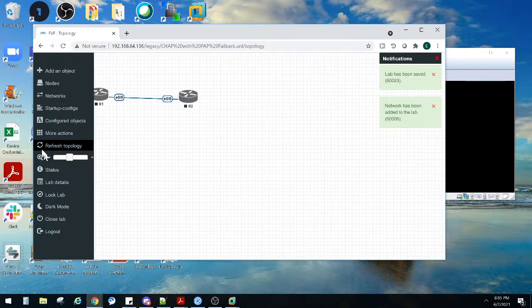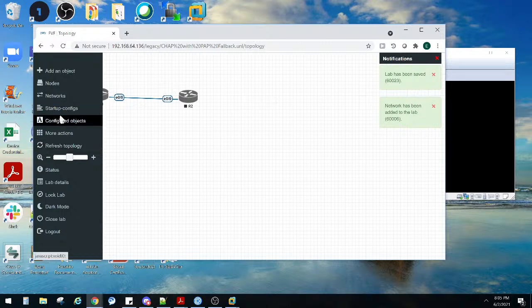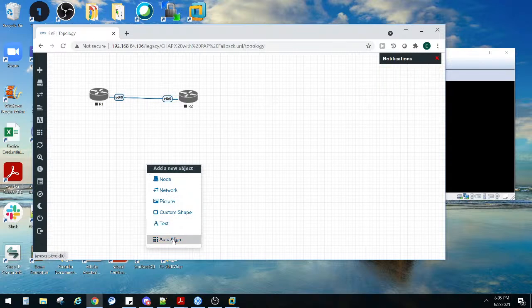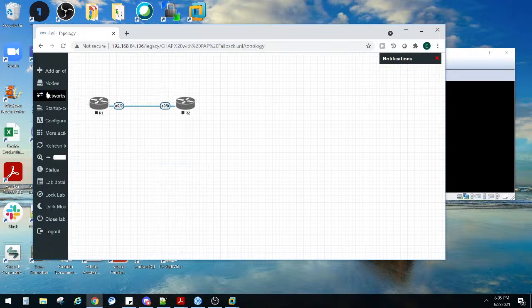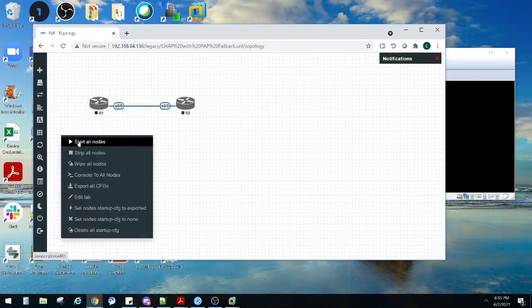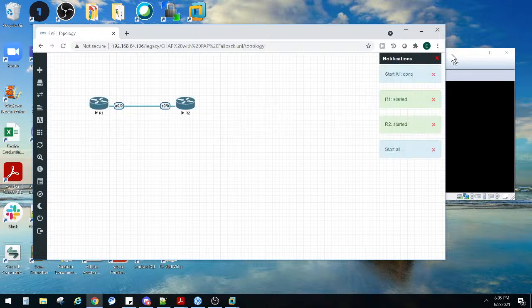There's a way to start them all at the same time. How do you do that? Where is the button to let them all start up at the same time? It's auto aligning them, I guess. You can refresh to topology. More actions, start all nodes. There we go. Okay. That was pretty self-explanatory, I guess.